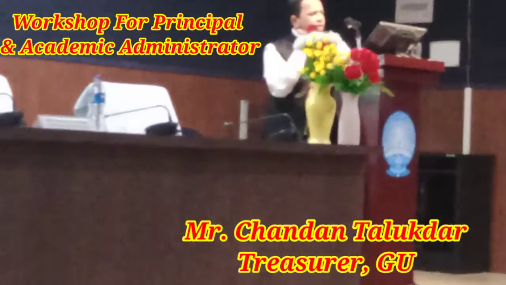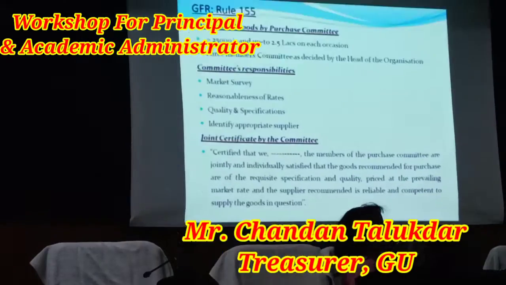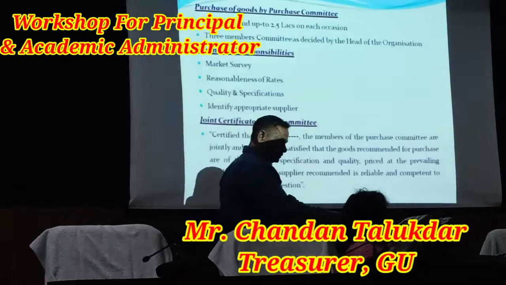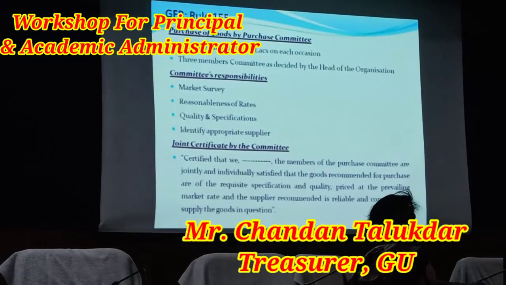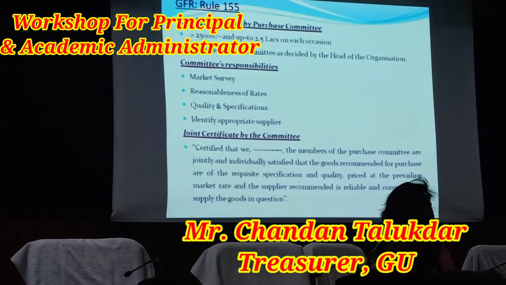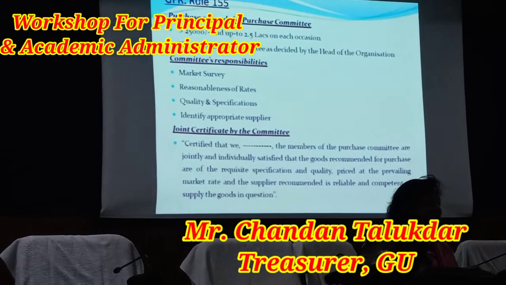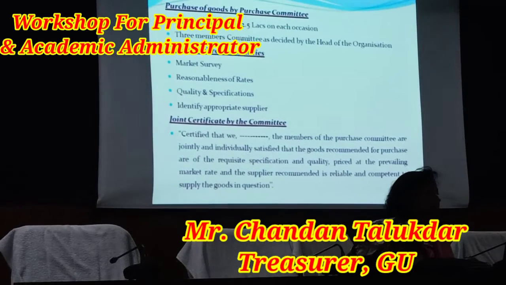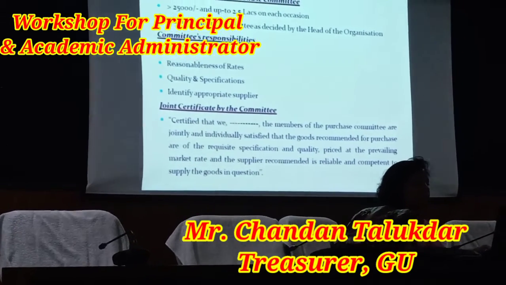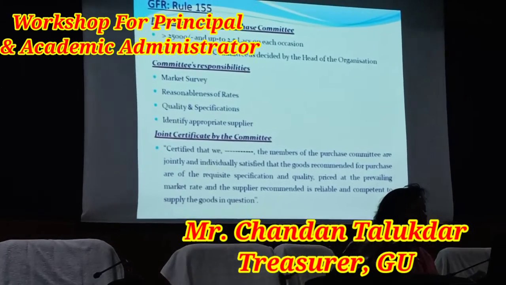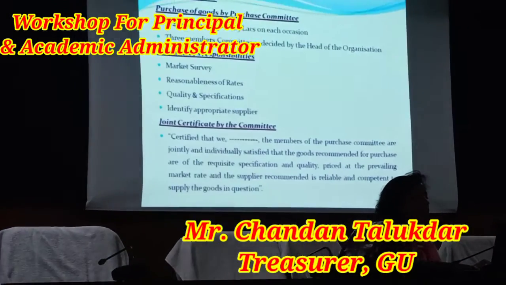But if our transactions are voluminous, I suggest that... then purchase of goods by a purchase committee above 25,000 up to 2.5 lakh. There has to be a committee to be decided by the head of the organization. What is the responsibility of the committee? Market survey, reasonableness of rates, quality and specification, and identification of an appropriate supplier. Then this committee has to certify the things in this format.